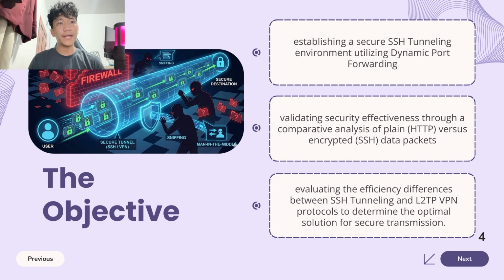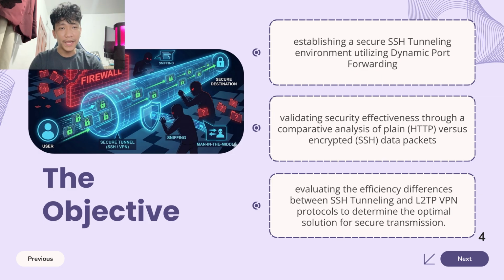So guys, our main objectives for this project are straightforward. First, to establish a secure SSH tunneling environment utilizing dynamic port forwarding. Second one is to validate security effectiveness by comparing plaintext HTTP versus encrypted SSH packets. And the third one, or finally, is to evaluate the efficiency differences between SSH and L2TP VPN protocols.